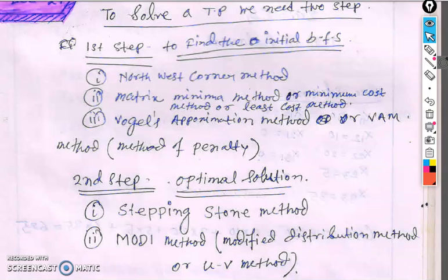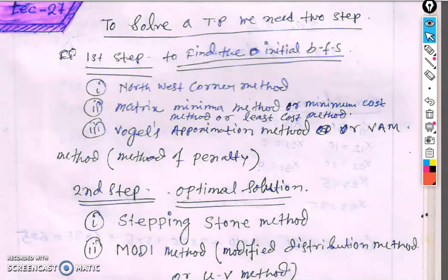To solve any transportation problem, we need two steps. The first step is to find the initial basic feasible solution. It's again a simplex method, but not the tabulation form of the simplex method we usually use; it's a different form. When we start a simplex method, we first start with the initial basic feasible solution, using slack, surplus or artificial variables according to the demand of the problem. So the first step is to find the initial basic feasible solution.